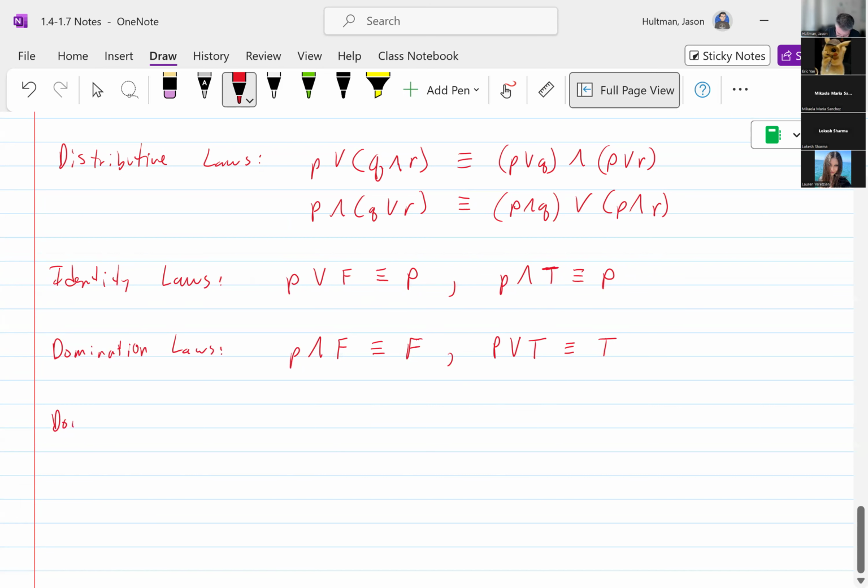Okay, double negation law. Double negation law is if I double negate P, that's the same as P. Not not P is just P.